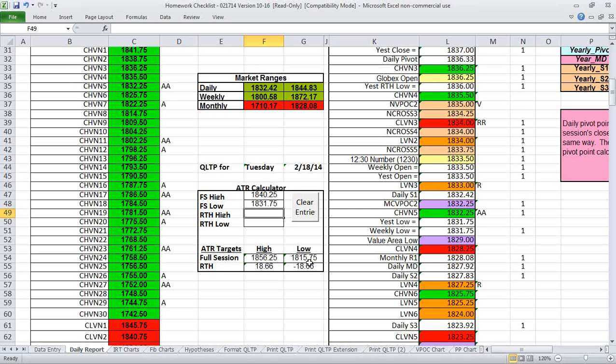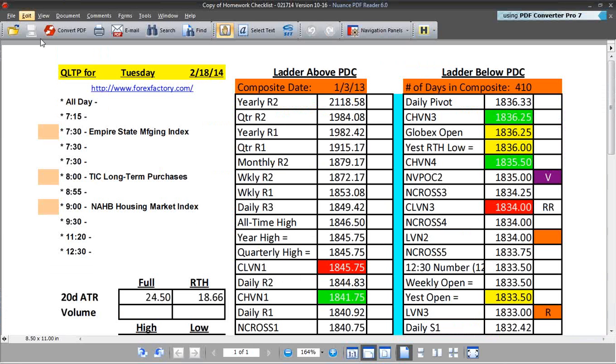1815.75 to the downside. Now we did have a little bit of news. Just at 7:30 we had the Empire State Manufacturing Index, and that caused a little bit of a hiccup and moved this down to test that 33.75 area again, but they popped back up and they're above that 34.